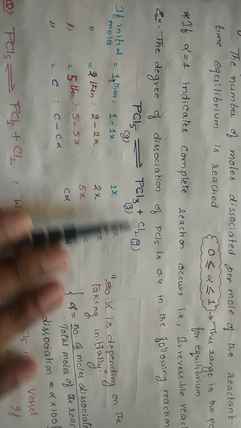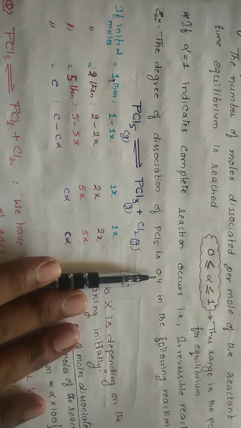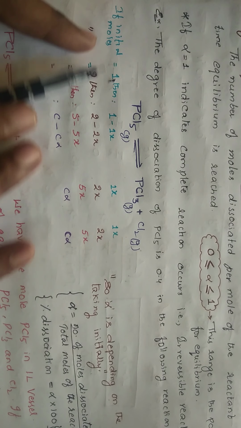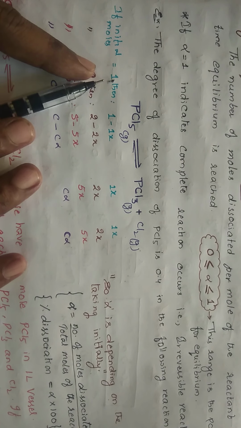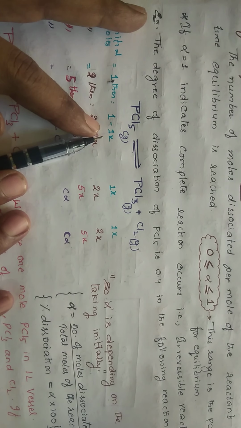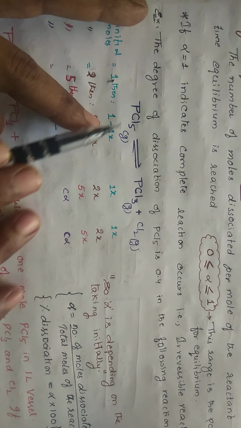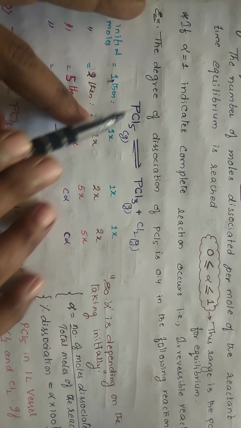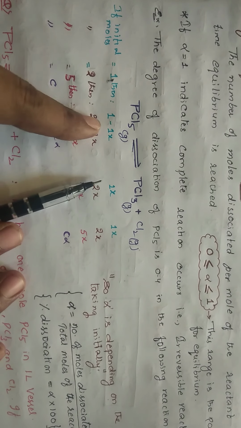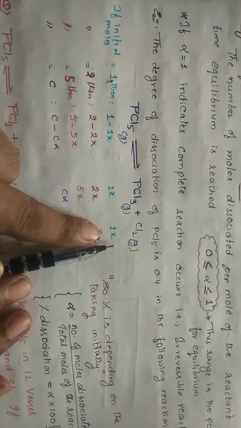The degree of dissociation of PCl5 is 0.4 in the following reaction, and he is mentioning alpha. If I take this equation with 1 mole, as an assumption only, at equilibrium some will be dissociated. Let me take it as x. So I should take x for 1 mole, so 1x is going. If it is 1 mole here, how many moles should be formed? It is also 1 mole. So 1x is going means 1x will be formed here also.